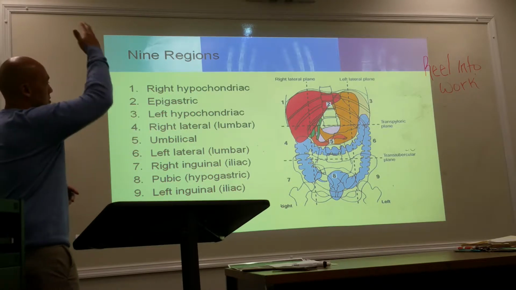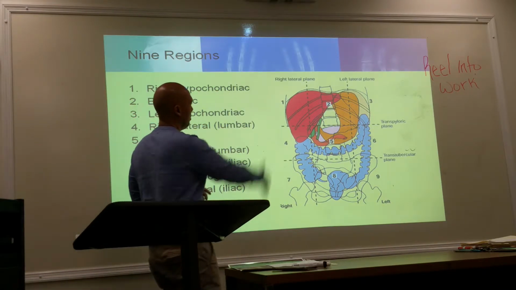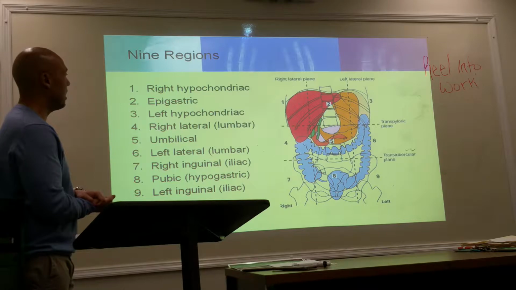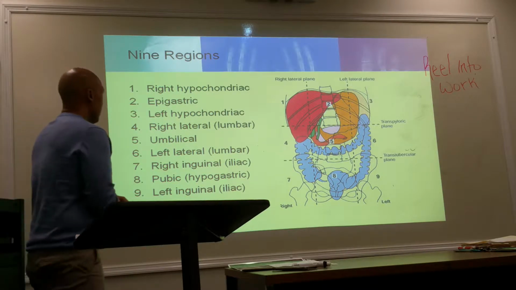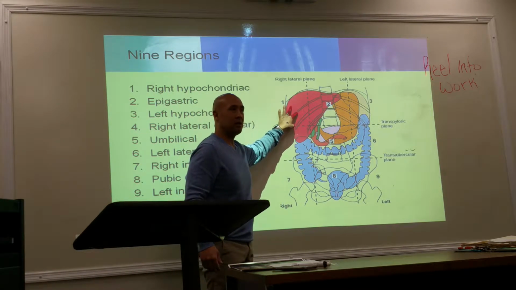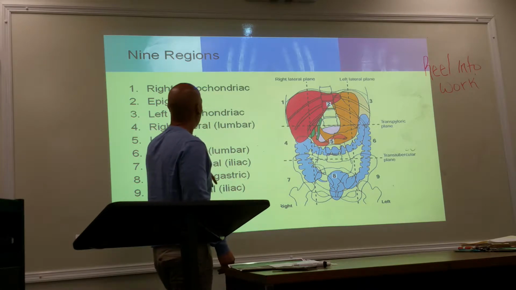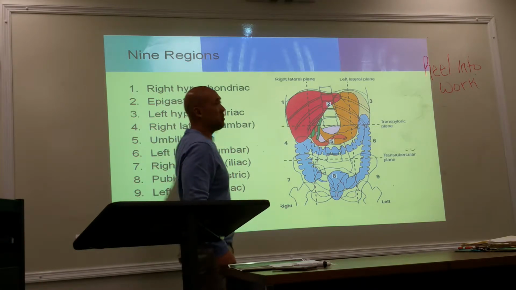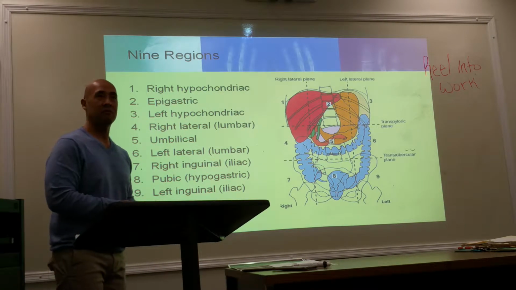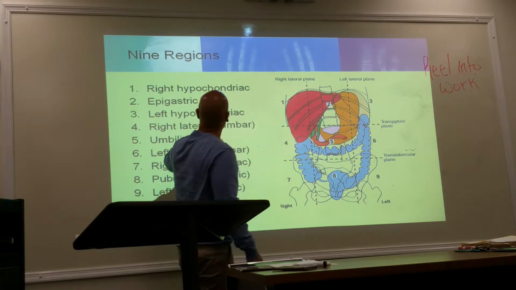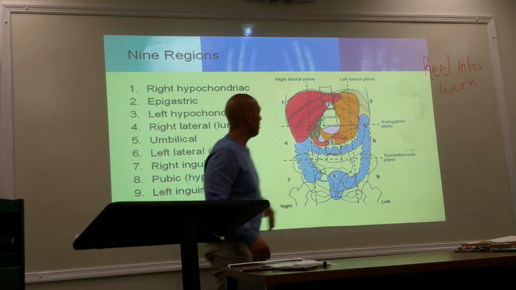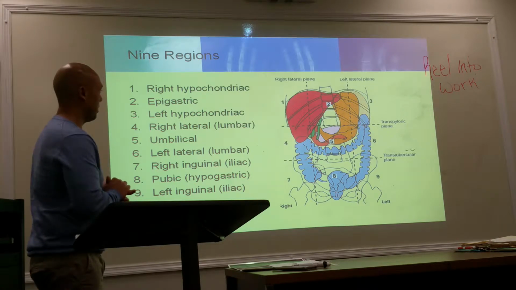So we're going to take two horizontal planes and two vertical planes and break them down into 9 different regions. The upper region is broken up into the right hypochondriac, and chondriac refers to what structure? The cartilage of the ribs, right? So this is going to be your right lower rib region. Then you have your epigastric, referring to the area around the stomach, and then your left hypochondriac.